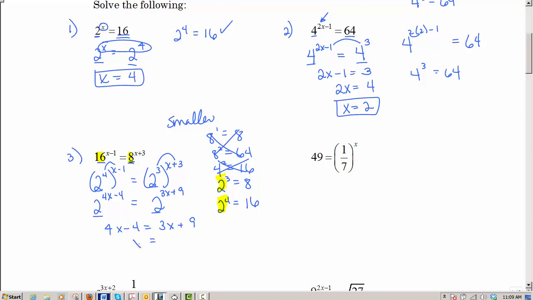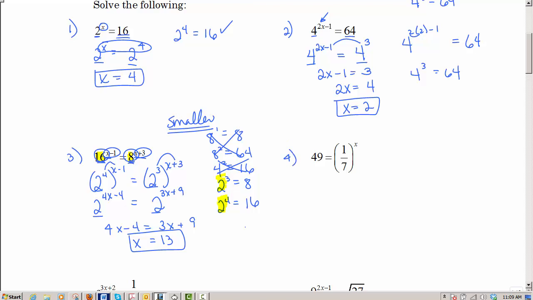So if I subtract 3x and add 4, I get x is 13. You can check that out. Calculator might be helpful. That was a little bit harder. Again, you have to think about the same base. Always go smaller, not bigger.